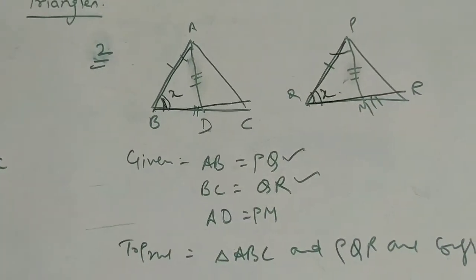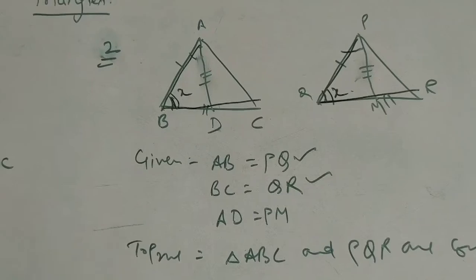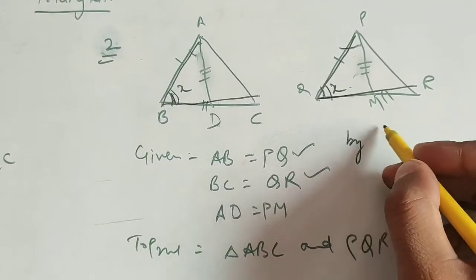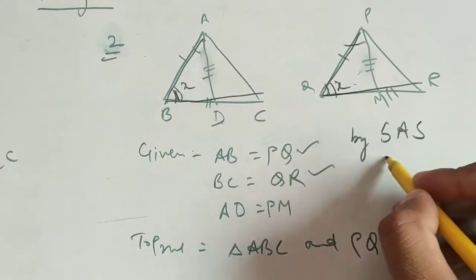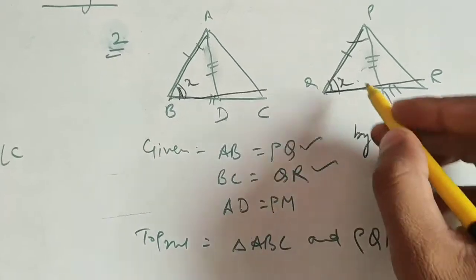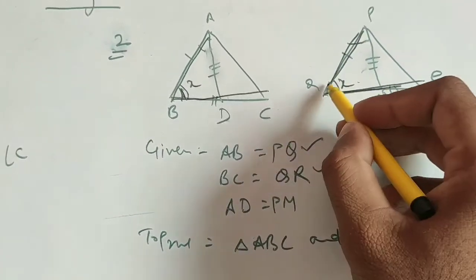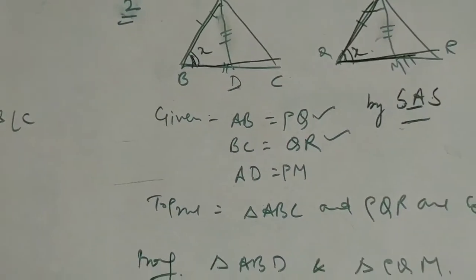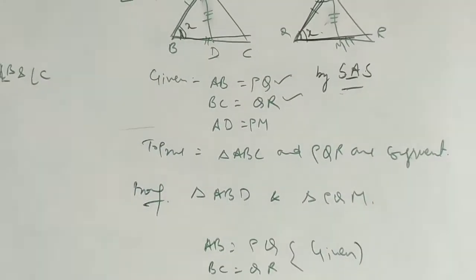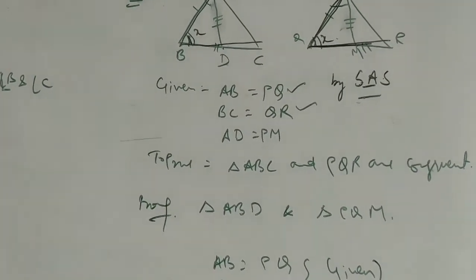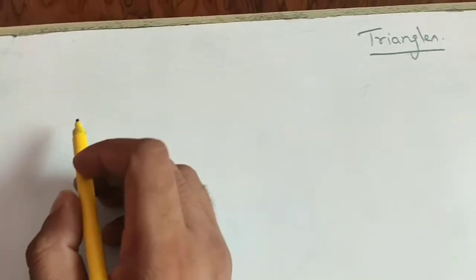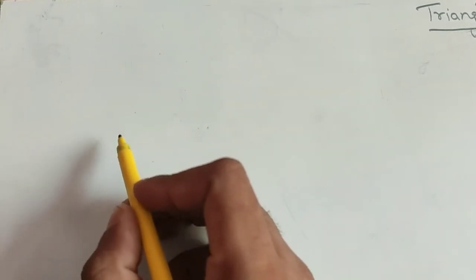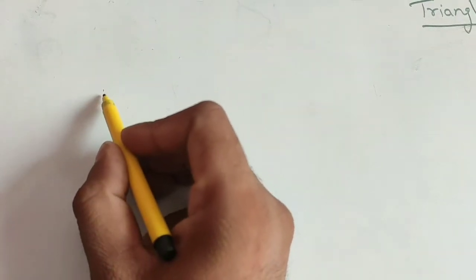So triangle ABC will be congruent to PQR by which criteria? Side, angle, side, because the angle is between the two sides. Angle is between the two sides, so the triangles will be congruent. Okay. Now next. Now the next example based on congruency.